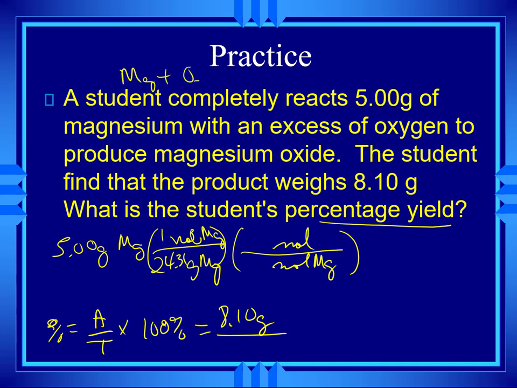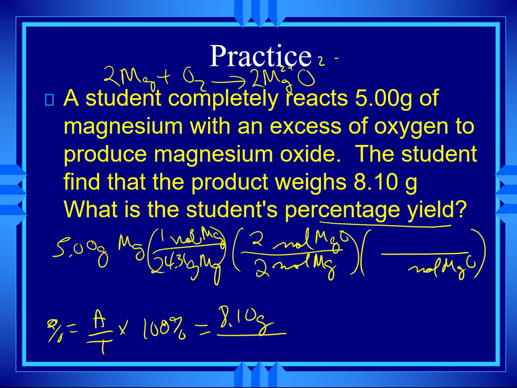Mg plus O2 makes Mg next to O. O is 2 minus, Mg is 2 plus, so it is MgO. I'm going to have to balance it by putting a 2 in front of MgO and a 2 in front of Mg. So my product now is MgO. They didn't tell me what it was before. And then I can turn moles of MgO into grams of MgO. 1 mole is 16 plus 24 is 40.31.